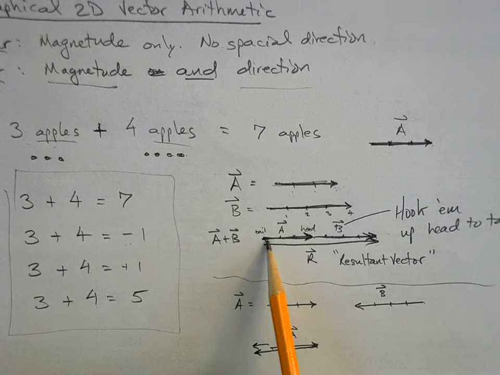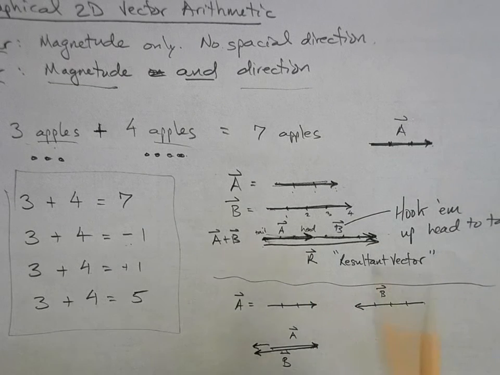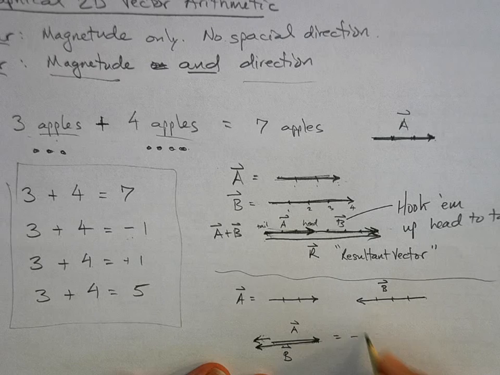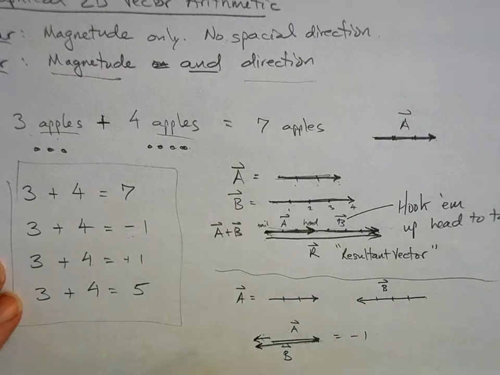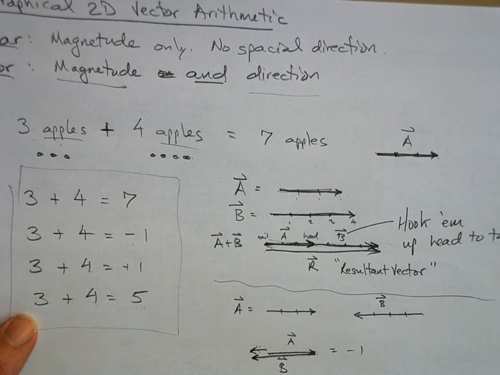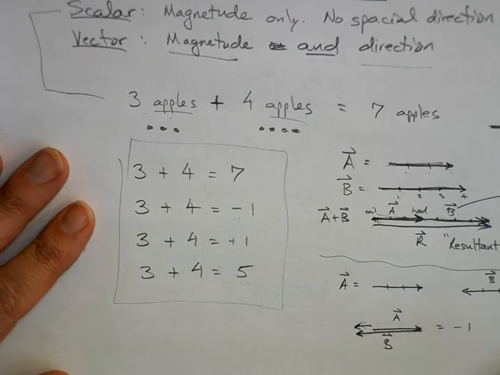See here, when A and B were in the same direction, they just added together like scalars add. Two vectors in the same direction, you just add them like scalars. But here, if one is in the opposite direction, you go A plus B, you get, in this case, -1, right? Now if I go 3 plus 4, but I make A negative and B positive, you'll get +1. But let me do this, 3 plus 4 equals 5. How do I get that? I'll do it down here.